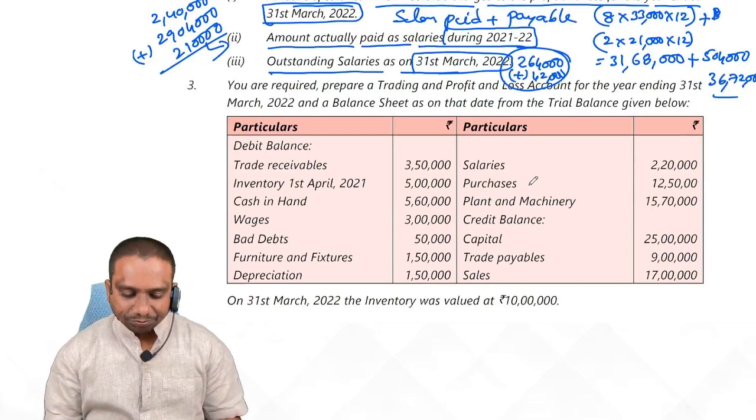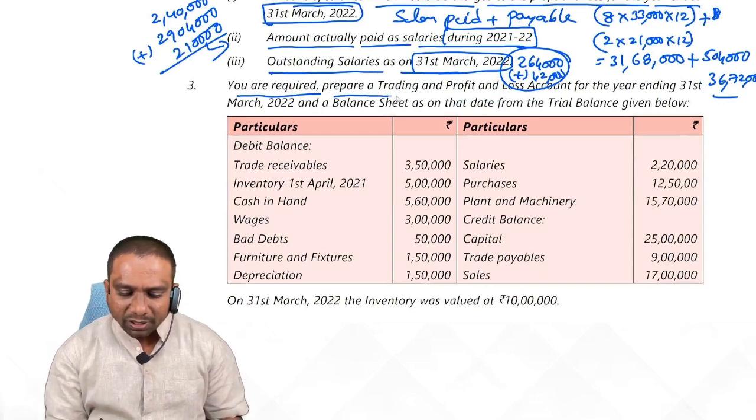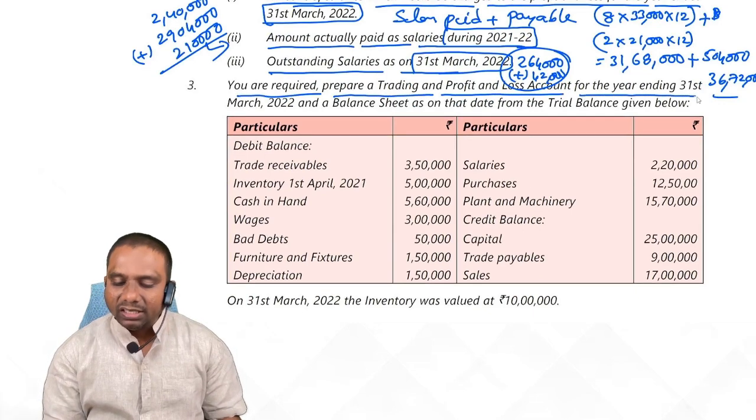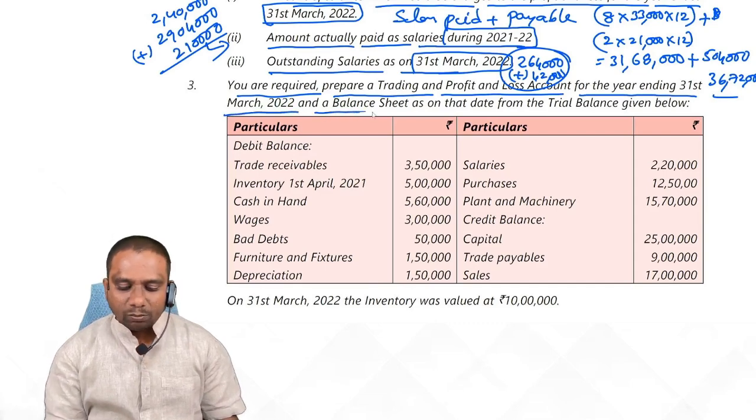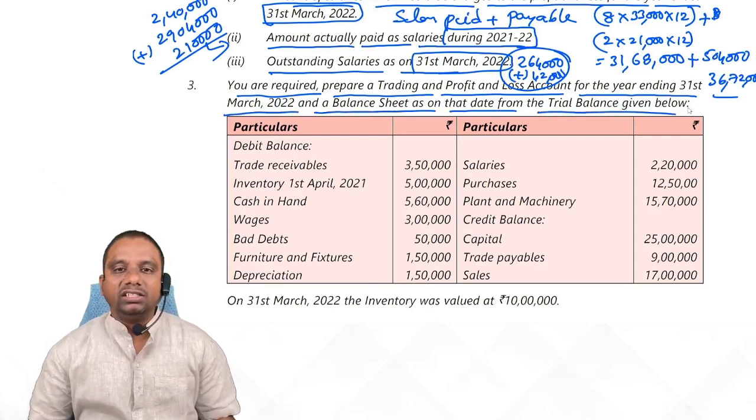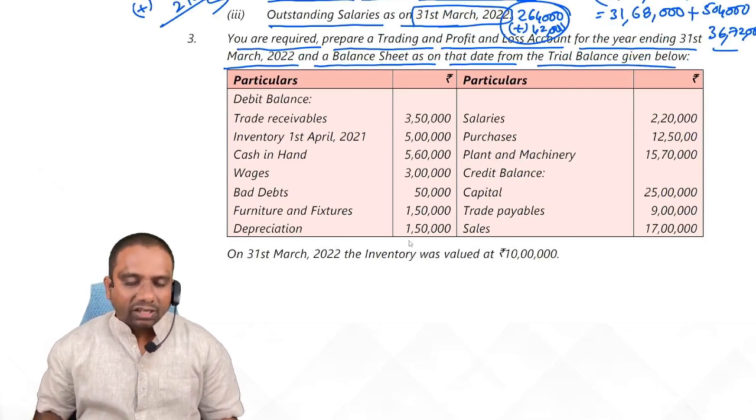Next one. You are required to prepare a trading and profit and loss account for the year ended 31st March 2022 and a balance sheet as on that date from the trial balance given below. Simple. Here they are giving debit balances.